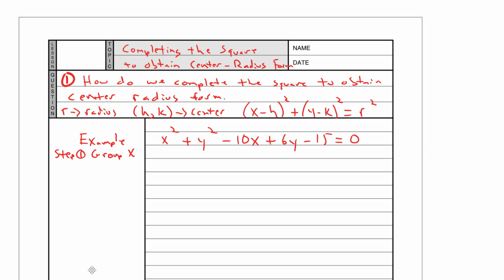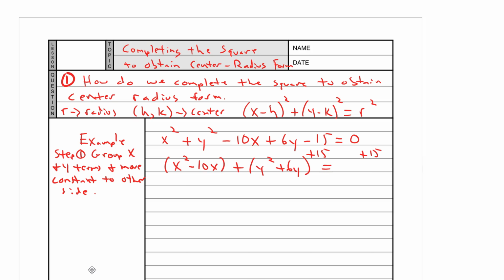Group x and y terms and move constant to other side. Alright, in this case we have an x squared minus 10x. Let's group those together in one parentheses. Plus we have a y squared plus 6y. Grouping that in another parentheses, we'll remove this minus 15 to the right. We will add 15 on both sides, giving 15.